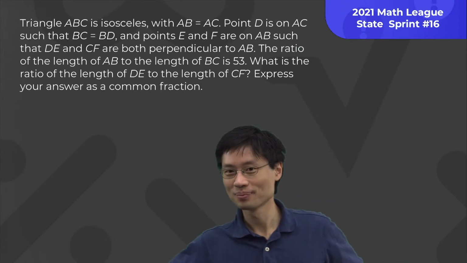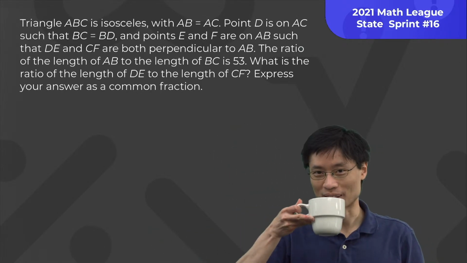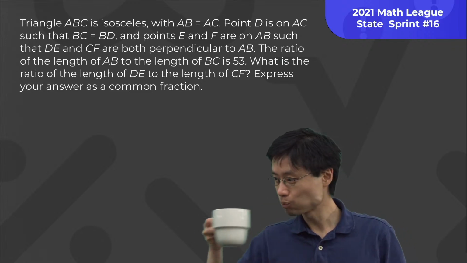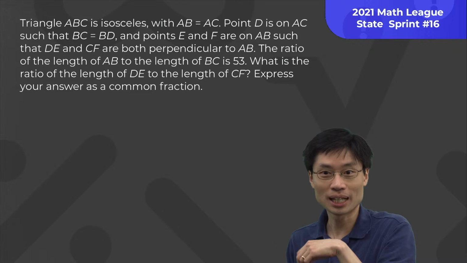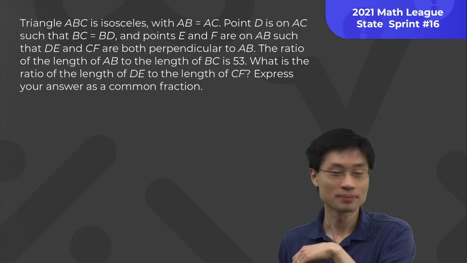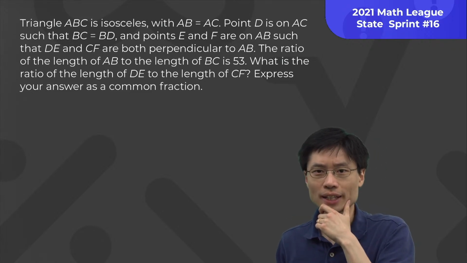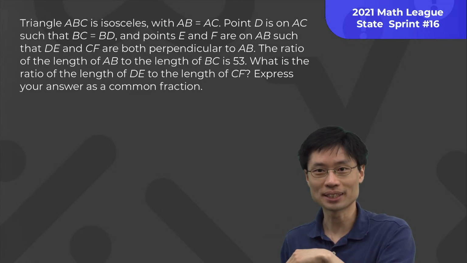Let's see. Ooh, geometry. This will be fun. Okay. Yeah, we have about 7 more minutes on this. 6 more minutes. Triangle ABC is isosceles with AB equals AC.